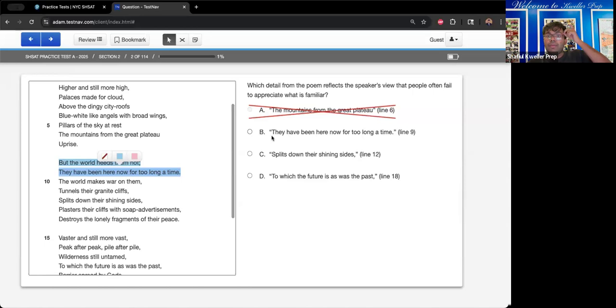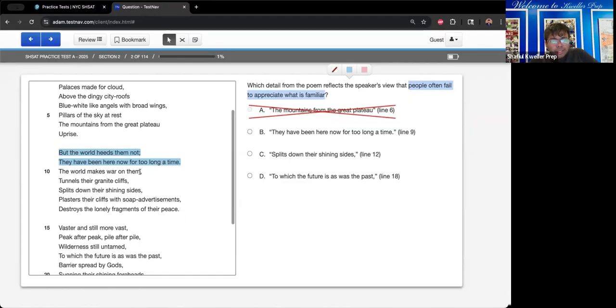Why did the author say that people think nature's been here for so long? Is it because we think, oh, nature's been here so long, I don't really care what I do to it because it's still going to be here? That's the idea, so it could be B. Let's leave that open. And splits down their shining sides.